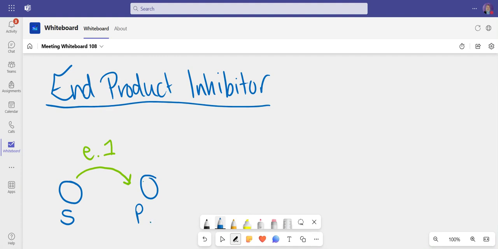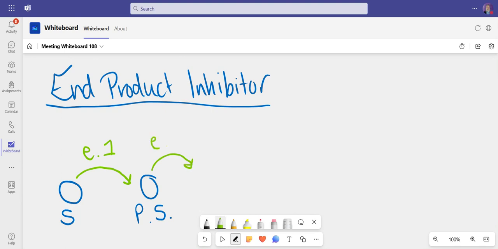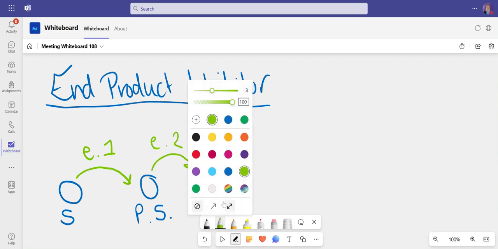Now, that product might then be the start of another reaction. So, although it's the product of a reaction catalyzed by enzyme 1, it might then act as the substrate of a reaction catalyzed by enzyme number 2. In another enzyme, the product of this reaction, even though it's got a different shape to this substrate, the shape is now complementary to the active site of enzyme number 2. So it can act as the substrate for another reaction.